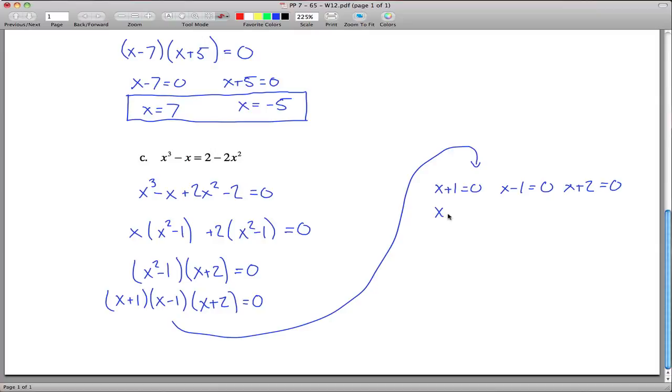Solving this first one, we get x equals negative 1. Solving the second one, we get x equals 1. And the third one, x equals negative 2. So I'll answer something like that. And I guess that's the end of the problem.